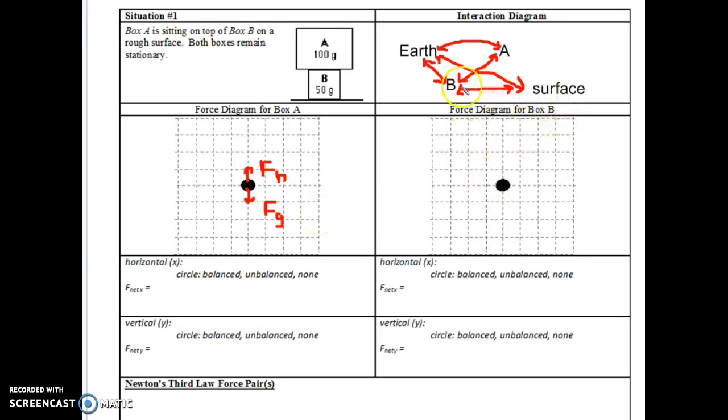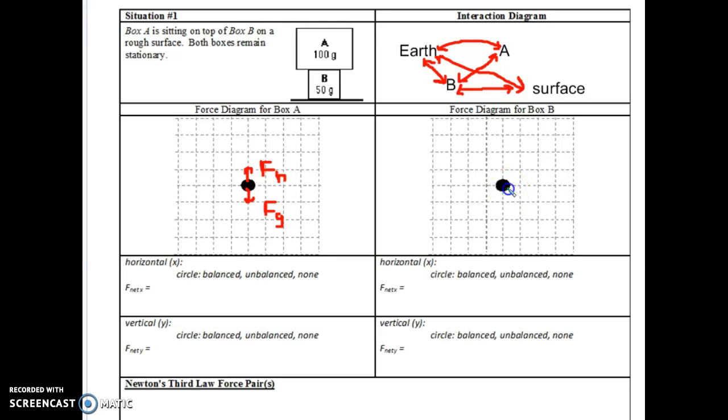Now let's think about object B. Object B has more interactions, and I can see that from my interaction diagram. So having more interactions means it's going to have more forces. So let's think about this. I'm going to have a normal force from the surface to object B. I'm also going to have a normal force from object A onto object B, and then I have a gravitational force on B by Earth. So let's start labeling those.